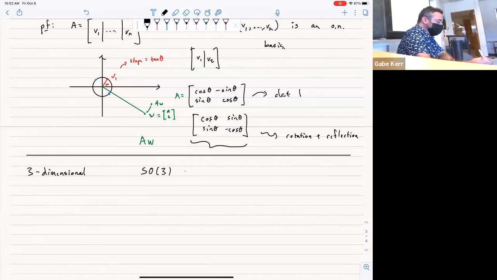Of course, these guys, if you look at them and give them coordinates, these are going to be 3 by 3 matrices. So we have 9 entries, 9 numbers that come into play.